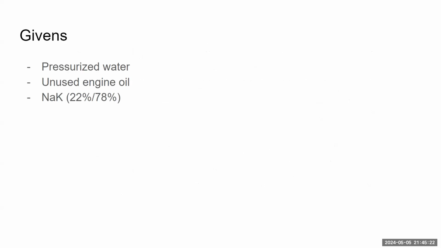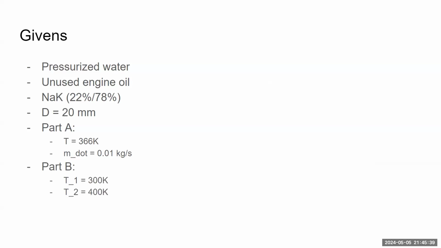So first, we will write down all of our givens. We have pressurized water, unused engine oil, and sodium potassium of 22% to 78%. The diameter of the pipe is 20 millimeters, and part A tells us that the temperature is 366 Kelvin, and the mass flow rate is 0.01 kilograms per second. Part B tells us that the first temperature is 300 Kelvin, and the second temperature is 400 Kelvin, and that the mean velocity is 0.02 meters per second.